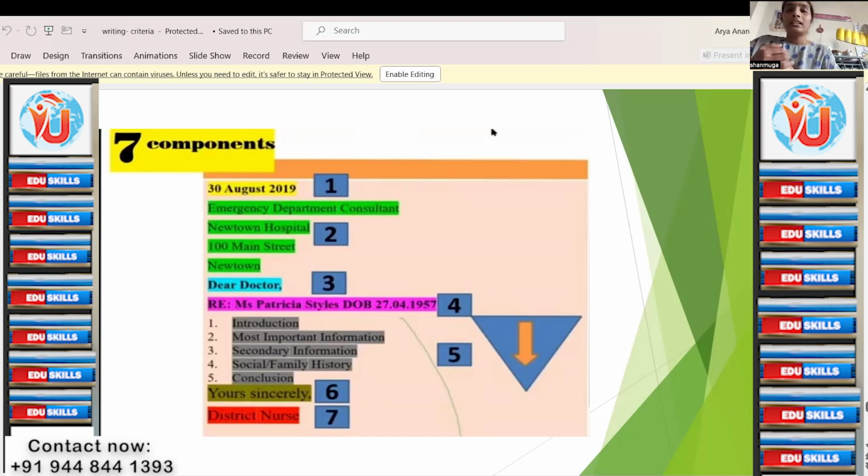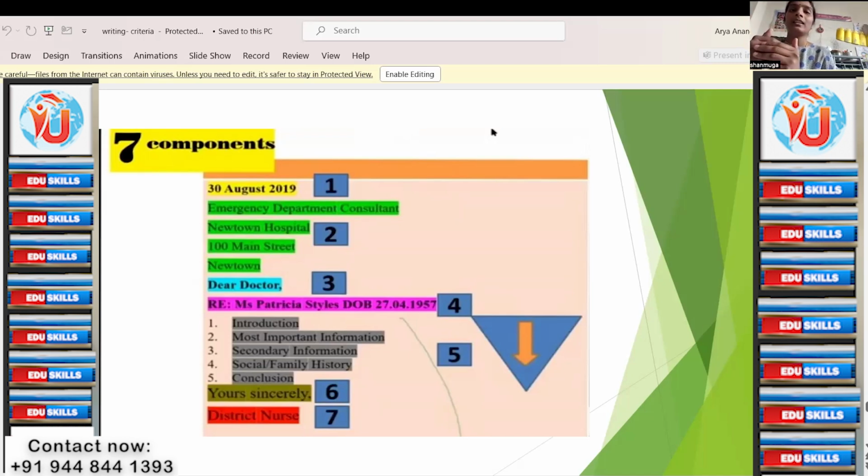Date, and the address form. You can see the address: each word has a capital letter. Emergency Department Consultant, Newington Hospital. You can see there are capitals in there. So you have to cut, copy, and paste this from the writing task, but don't forget to make every letter capital.